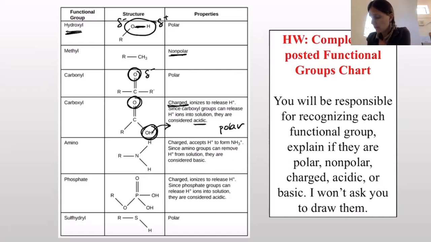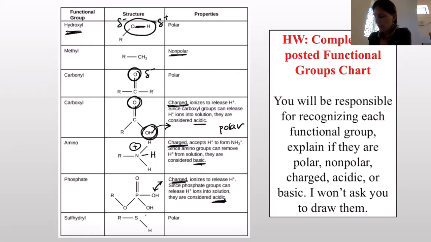Amino is going to be charged because this can accept an H, giving it a positive charge. So it's charged and basic. The phosphate group is charged as well, and it is also acidic because these H's can come on and off.